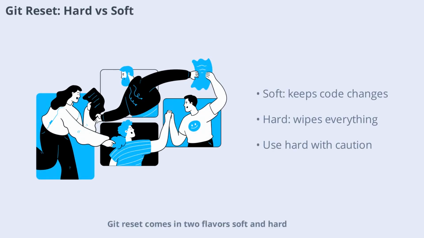Git reset comes in two flavors, soft and hard. A soft reset undoes your commits but keeps your code changes in the staging area. A hard reset wipes out your commits and code changes, reverting your files to a previous state. Use hard reset with caution, as uncommitted work will be lost forever.